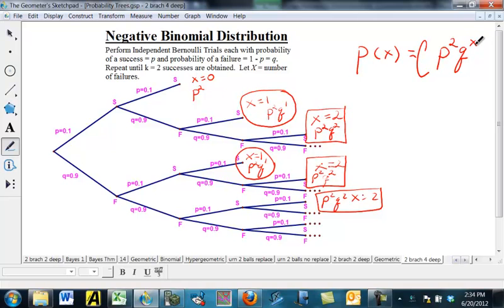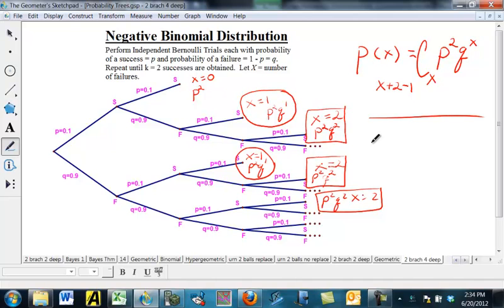Let's think about where we place those failures. One way to think of it is where we place the failures, and they're going to be X failures. But where can we put them? Well, how many branches do we have here along our path? Well, notice that we have X plus 2 edges along our path. However, one of those cannot be a failure, so we can subtract that.